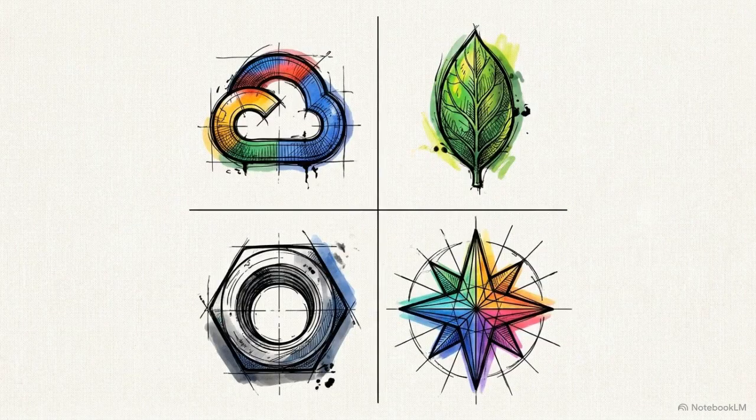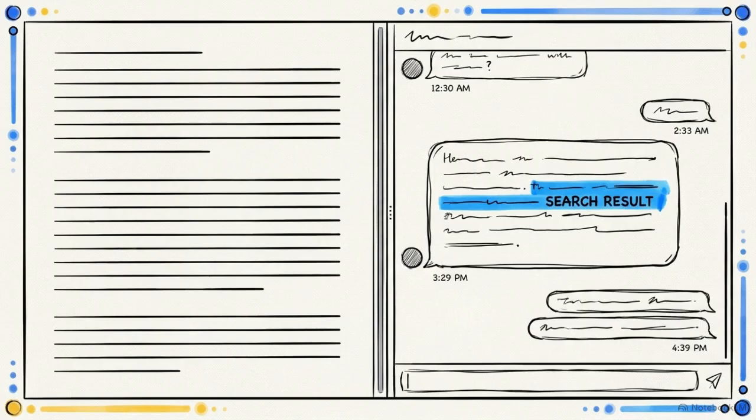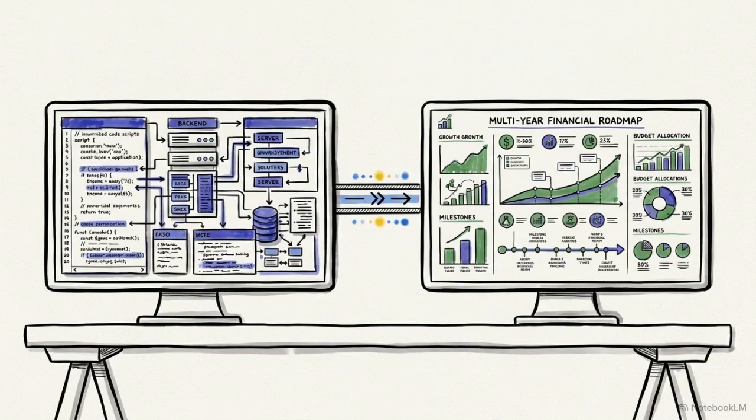To follow this build, you need active accounts for Google Cloud and MongoDB Atlas, Node.js installed locally, and a Gemini API key. By the end of this tutorial, you will move past building simple RAG demos and deploy a system capable of independent planning and long-term persistence.